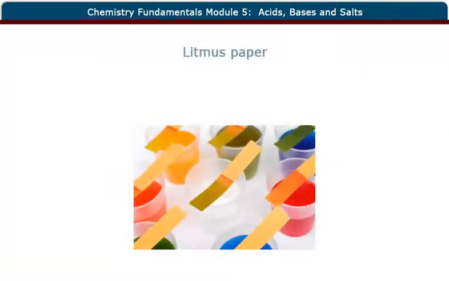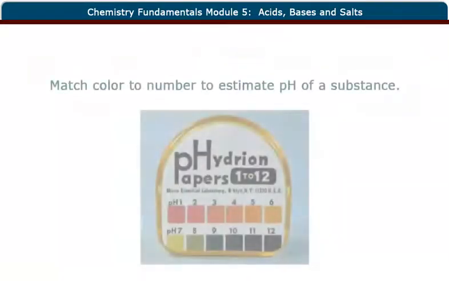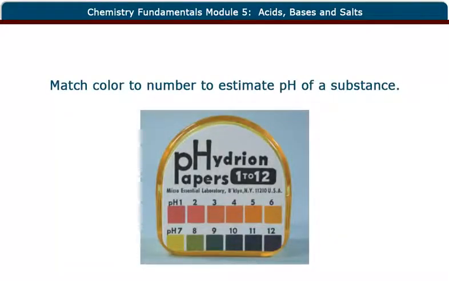Litmus paper is used to estimate the pH of a substance. You dip the tip of the strip of paper into a container of a small sample of the substance, and match the color, on a color-coded chart, to estimate the pH.